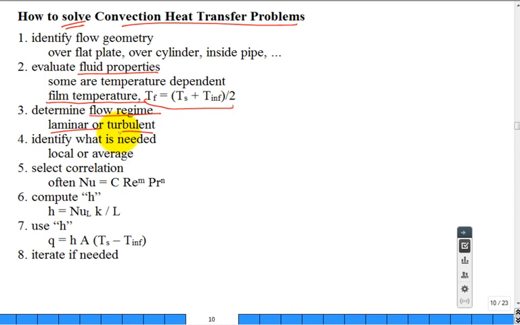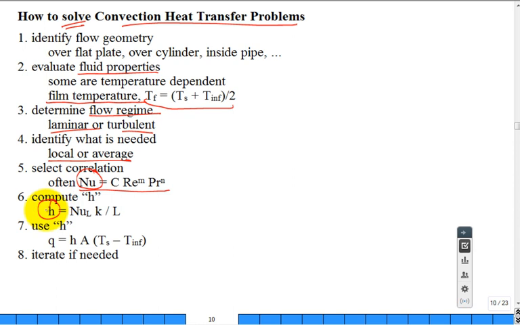Check your Reynolds number. And then, am I interested in a local value, like a local convection coefficient or a local heat flux, or an average for the whole surface? Figure out what you want. Some correlations are for local, some for average values. Then select your correct correlation. Then unravel the Nusselt number to get the convection coefficient. Most time people want the h.